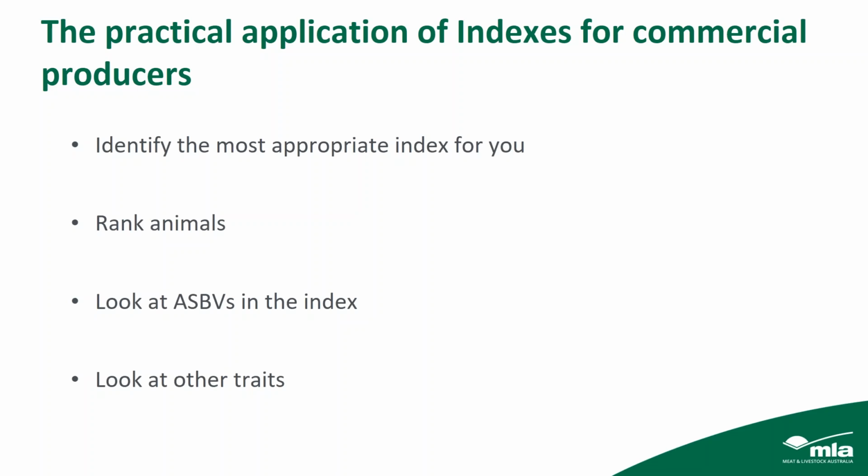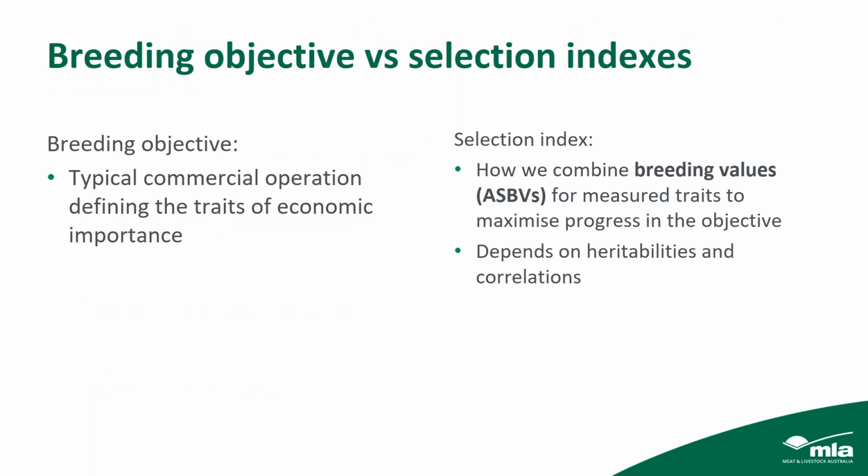So the most important part about that is to make sure that you identify the most appropriate index for you, and you do that by matching your breeding objective on your commercial operation to the breeding objective that the index is based around. So essentially, when we're developing an index, we develop a breeding objective. So we take a typical commercial operation and we use that to define the traits of economic importance, and then we look at how that changing, what traits are going to have the biggest economic impact on that breeding objective.